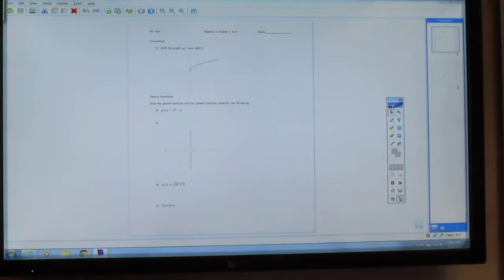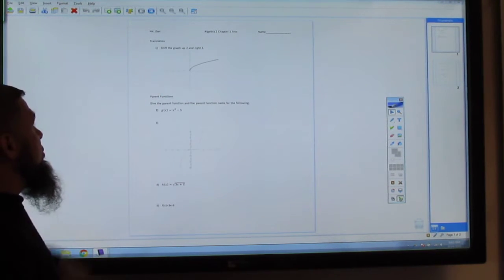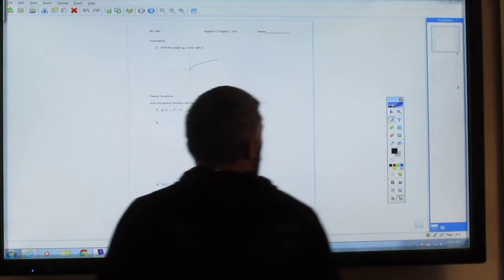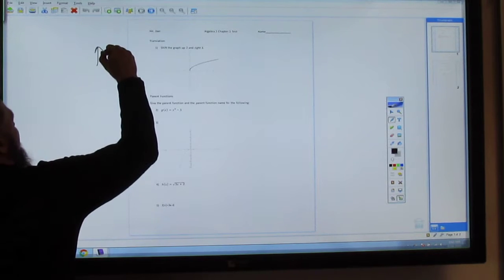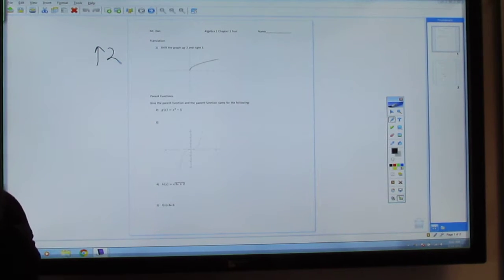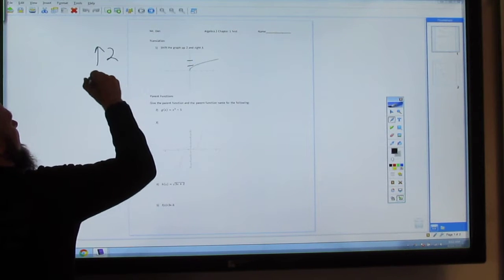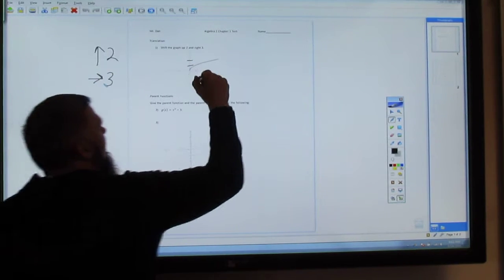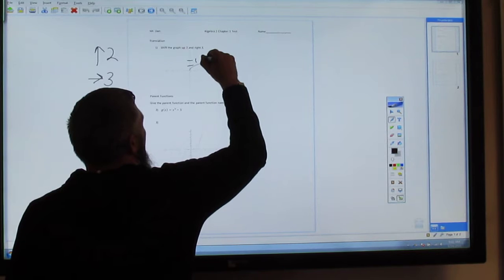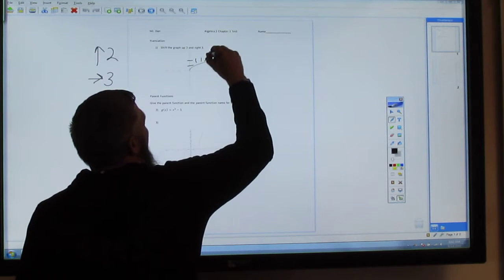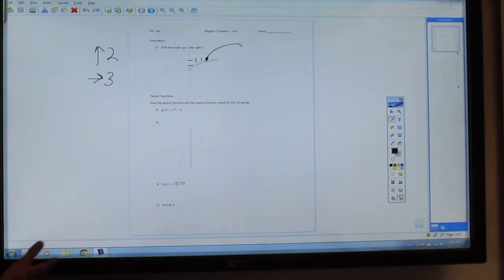Okay. So this one says shift up 2, right? So I go up 1, 2, and then right 1, 2, 3. And so this is where I'm starting, right? And then I just rewrite the curve. That's it. Pretty simple. Okay? See, a lot of you do that.